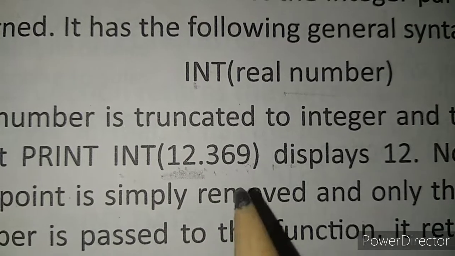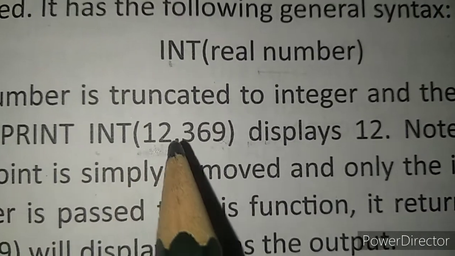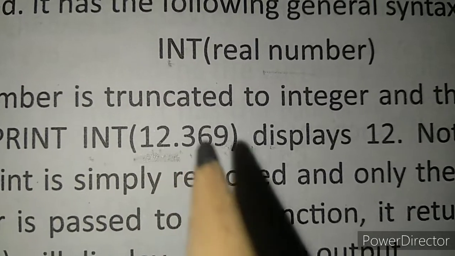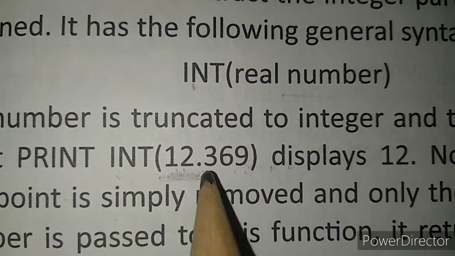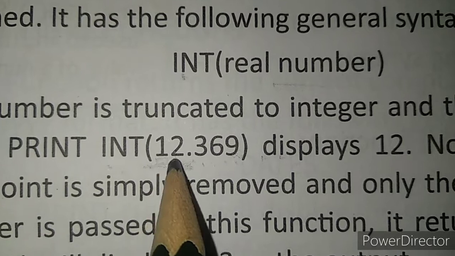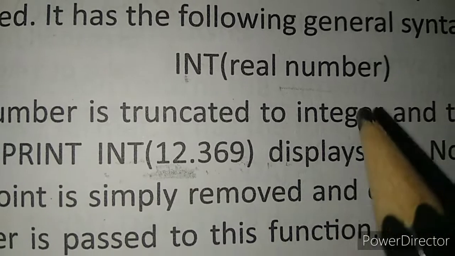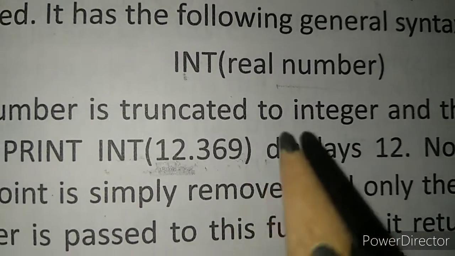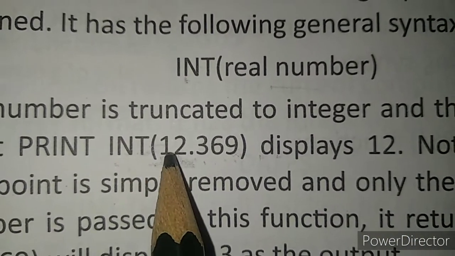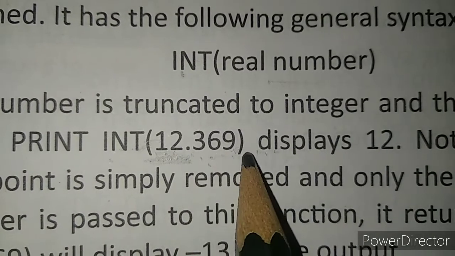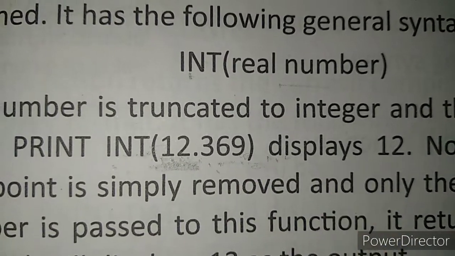Likewise, if you write int(13.25), it will return the value 13. So it will extract the integer value, that is 12 or 13, but that is in the positive case. In the negative case, it will return the next lower value. Suppose the value is minus 12.369, then it will return the next lower value. After minus 12, it will be minus 13. So it will return minus 13.